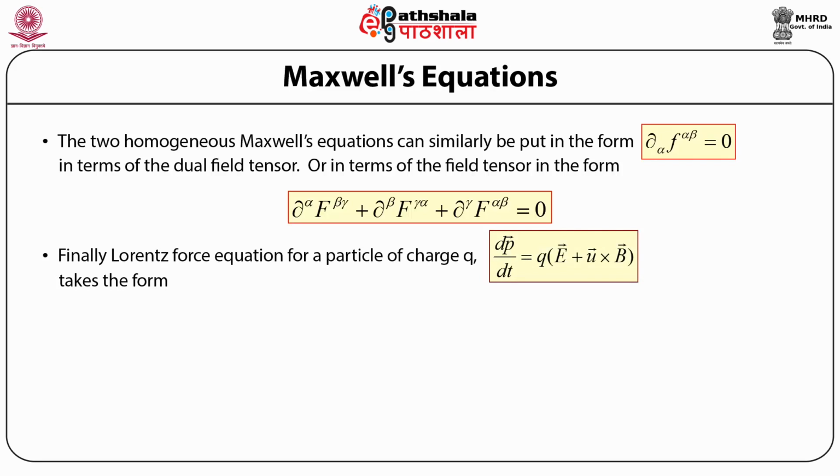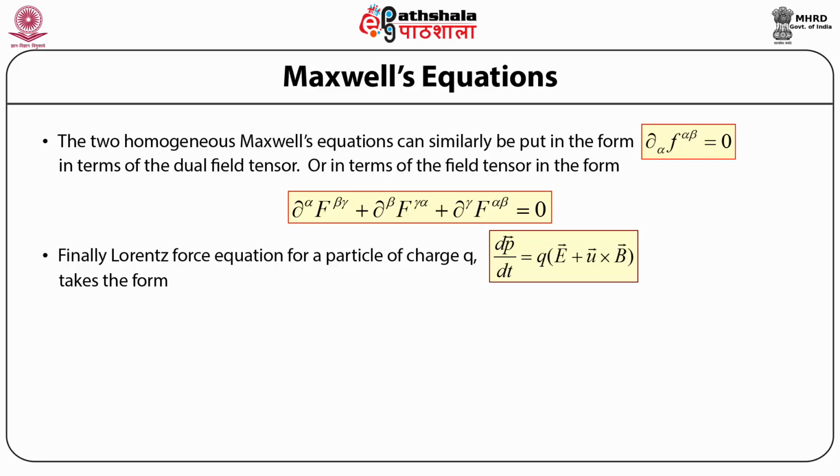So we know that the Lorentz force equation is given as the derivative of the momentum vector p with respect to time, that is the force, is equal to q, which is the charge, times bracket open the electric field vector E plus u cross B, where u is the velocity with which the charge is moving and B is the magnetic field induction vector.